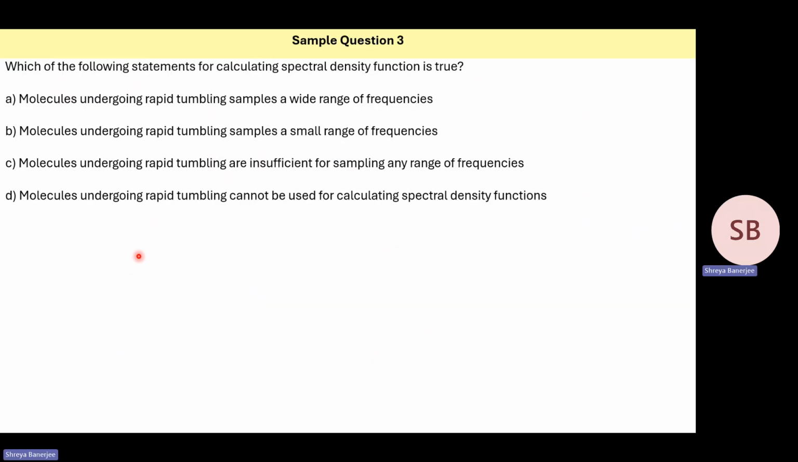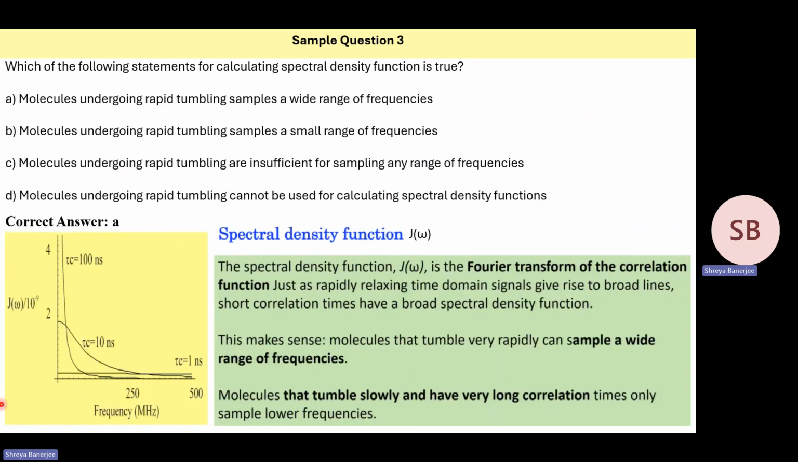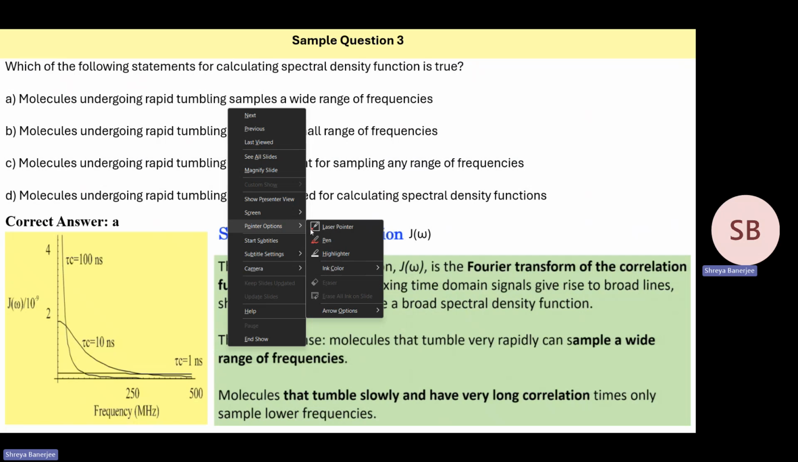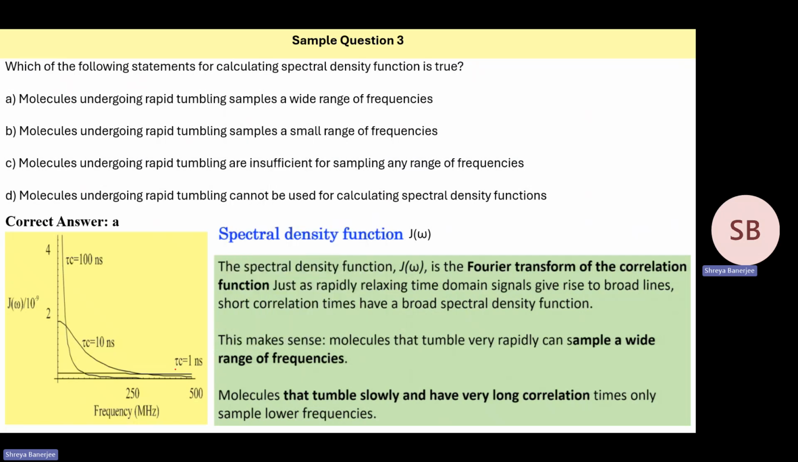Then you have a question. Which of the following statements for calculating spectral density function is true? So if you remember the spectral density function, we'll go through the statements one by one. Molecules undergoing rapid tumbling. Rapid tumbling means correlation time is small. So tau 1 nanosecond, correlation time is small, can sample a wide range of frequency. You can see that is true. Tau 1 nanosecond is sampling all these frequencies. So this is true. So the correct answer is A, but we'll also look at why the other options are wrong.